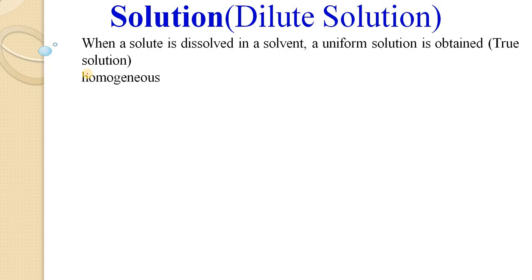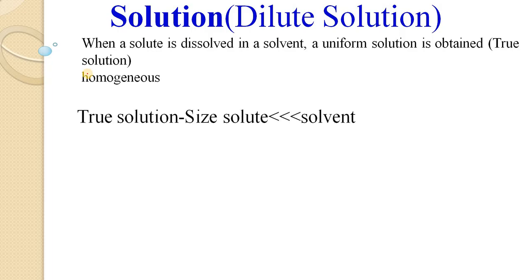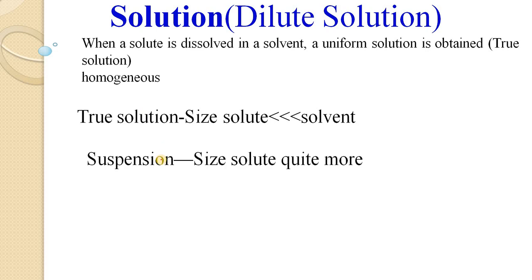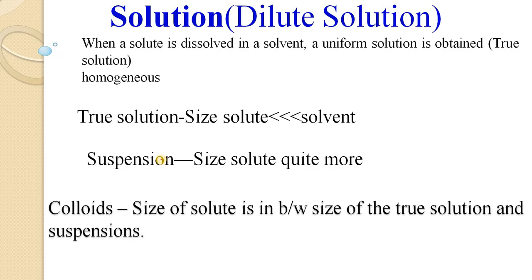kinds of substances, right? You have heard about the true solution. What is a true solution? A true solution is when the size of the solute particle is much smaller than the size of the solvent particle. After that, what is a suspension? In a suspension, the size of the solid particle is quite large. And what is a colloid? In a colloid, the size of the solute is in between the size of a true solution and a suspension, right?